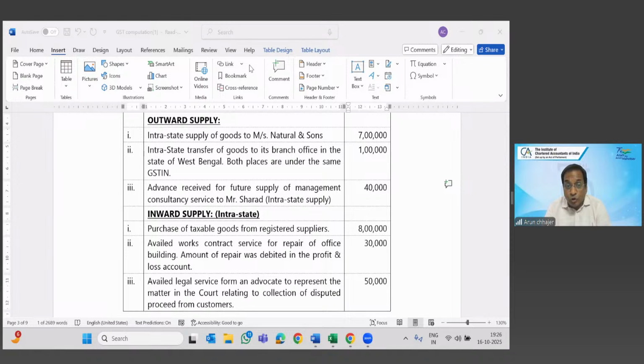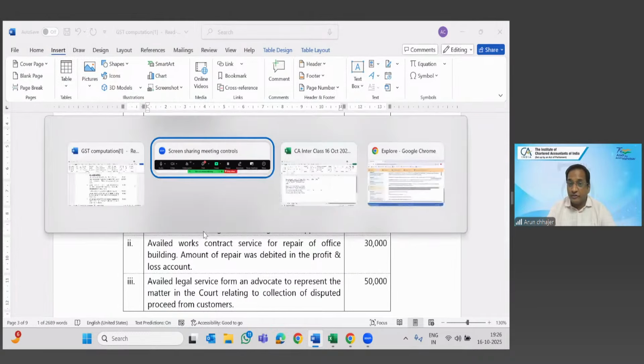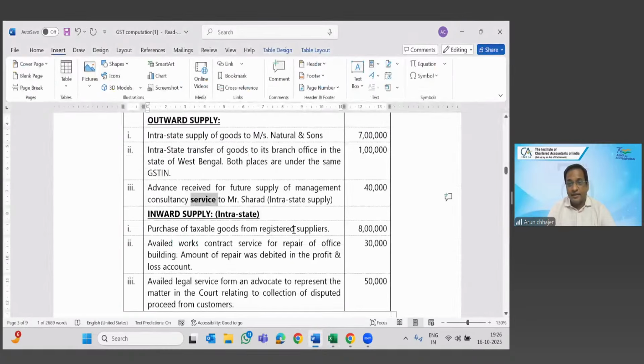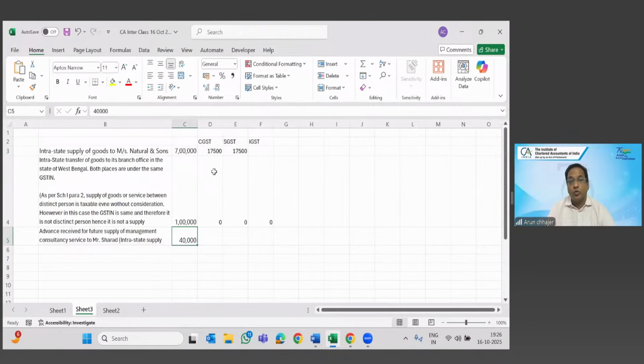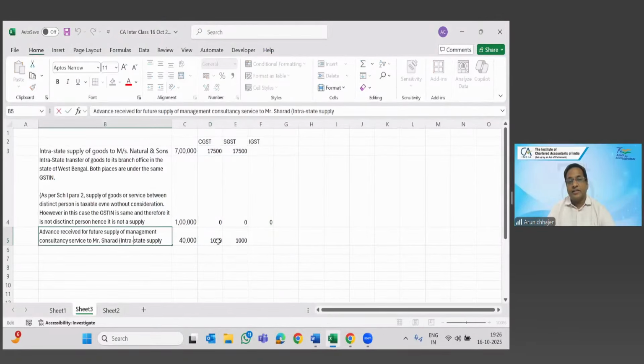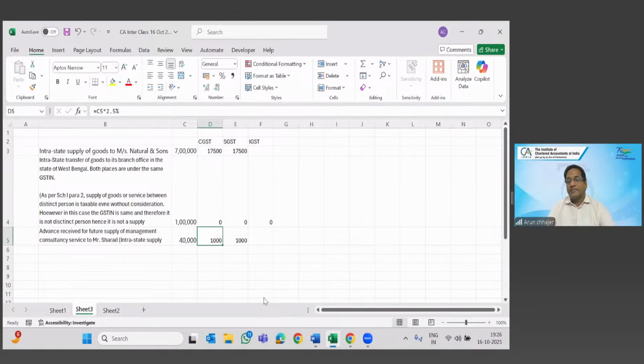Aslesa, Kuldeep, Adil, everyone. यहां पर क्या प्रॉब्लम है? प्रॉब्लम है सर्विस. अगर ये गुड्स का होता, तो क्या टैक्सेबल होता? If it is goods, then will it be taxable? Answer is no. So it is intrastate supply, so I can say 2.5% CGST, 2.5% SGST. Is it correct or some mistake?